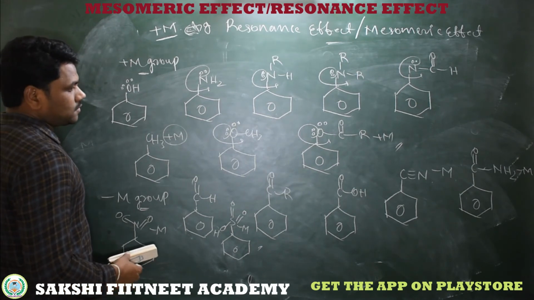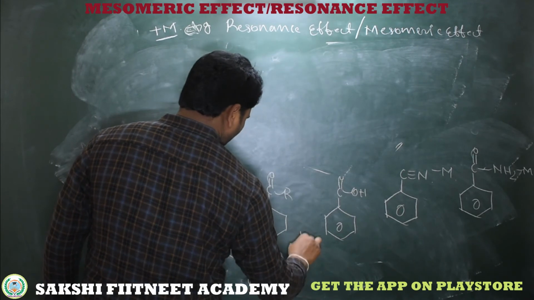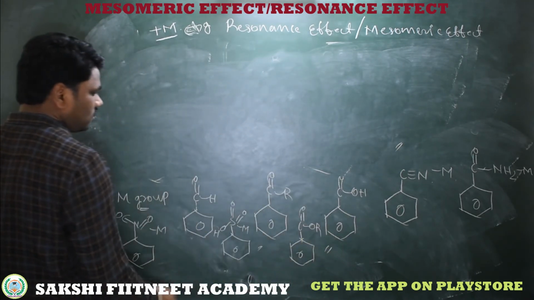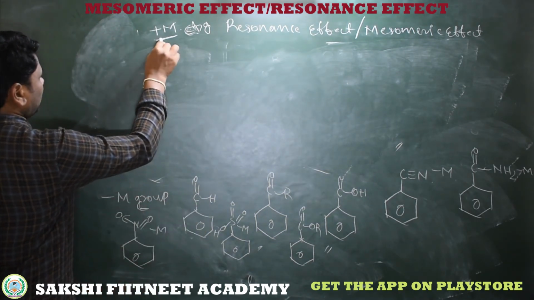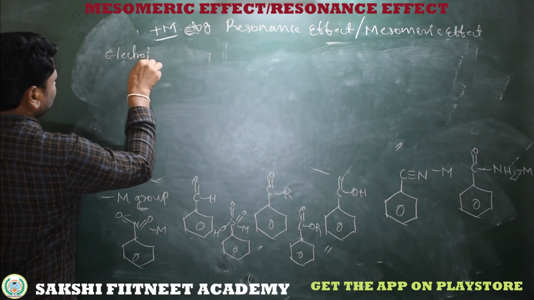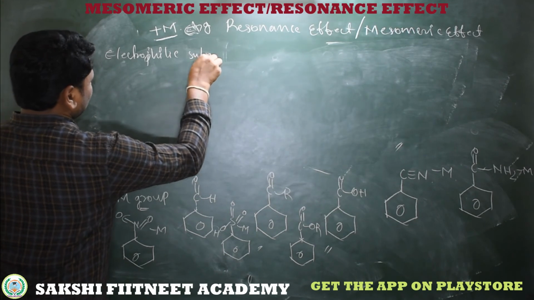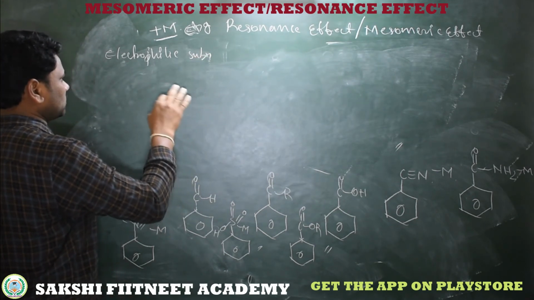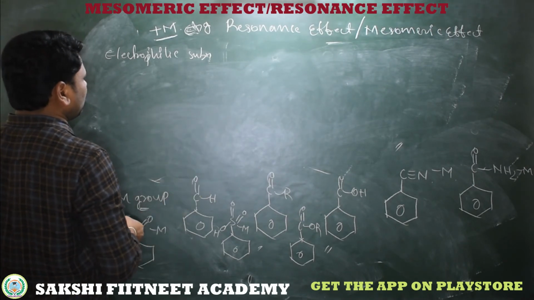So may I remove this? So here you can take an ester group also, C double bond O, OR. So this is also one of the minus M groups. So here I am taking electrophilic substitution. I am just giving a reaction path, I am not giving a mechanism. We will discuss this electrophilic substitution and its mechanism in detail in another video.